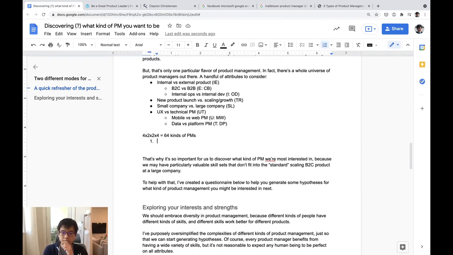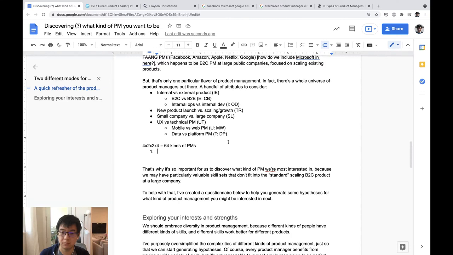But I think the point is that there are lots of these different attributes that we can use to look at product, right? And that this is a much more granular view than simply assuming that the only kind of product manager out there is the Facebook PM, which is an external B2C scaling large company web PM, right? Like that's the core Facebook archetypical PM, and there are so many other dimensions that we need to consider when we're thinking about becoming a product manager, right? So yeah, let me just think here.